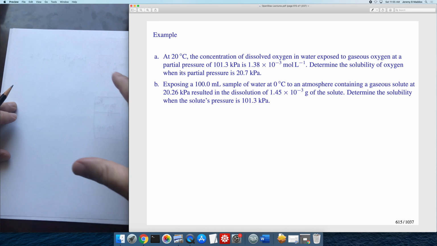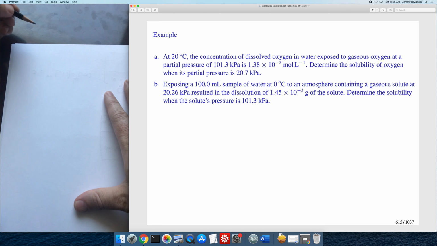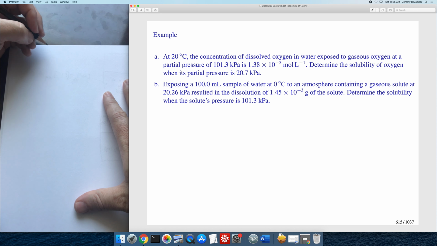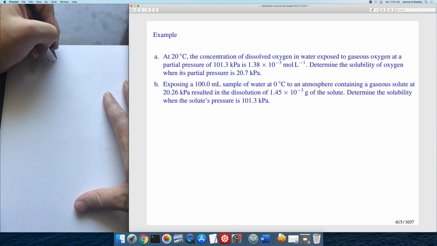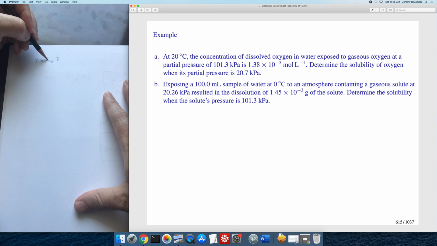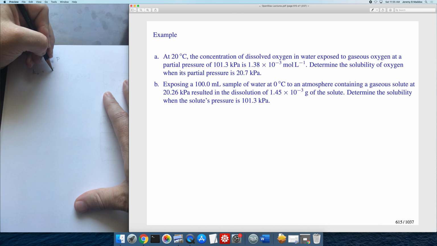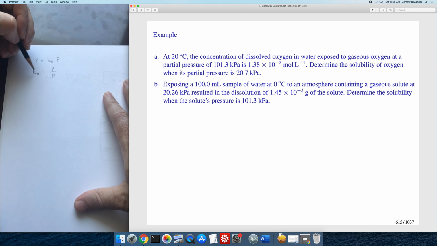There's a couple of ways to approach this problem. One way is to take the given pressure and the given solubility and solve Henry's law for the Henry's law constant. So you could find KH by taking the solubility they give you and dividing it by the pressure. That's the Henry's law constant. Then you can use the solubility equation with the new pressure to find the new solubility.